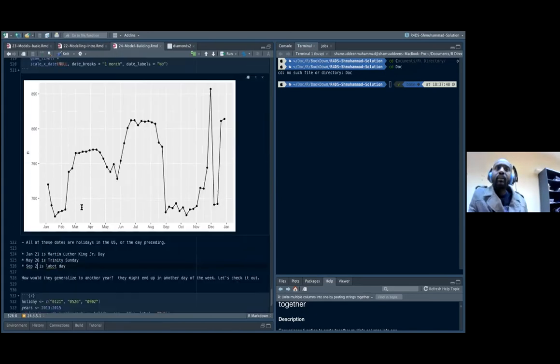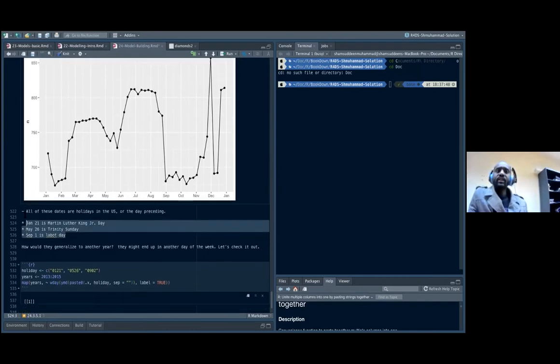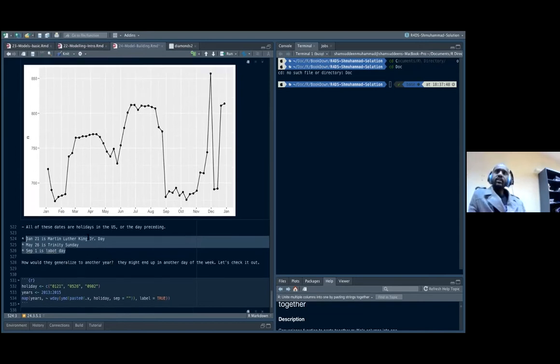September 1, right? September 1, okay. So these are these days. That is why there are fewer flights. So you see, that's the reason. So how would they generalize to another year? They might end up in another day of the week. So this is the question they ask.